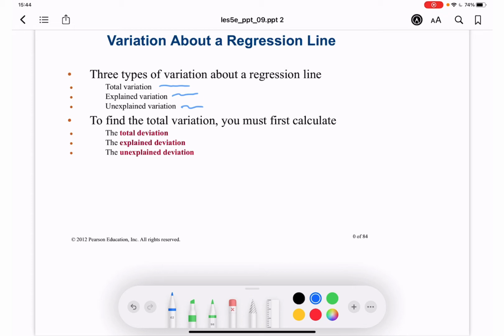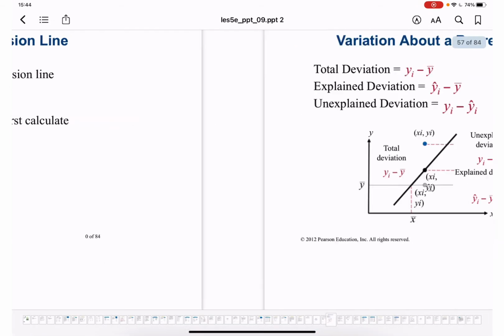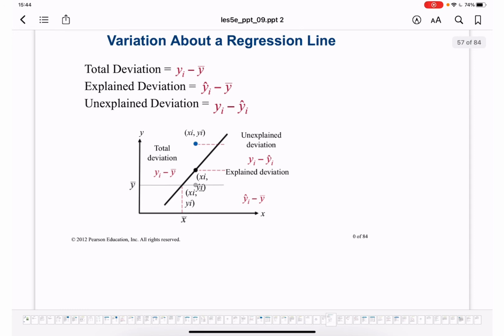So to find total variation, we need to calculate all 3 of them: total, explained deviation, and unexplained deviation. To remind you, to figure out about variation, we are going to find deviation. Why? Because deviation in the sample represents variation in the population for regression line. So, variation about regression line. Total, let's start with which one?